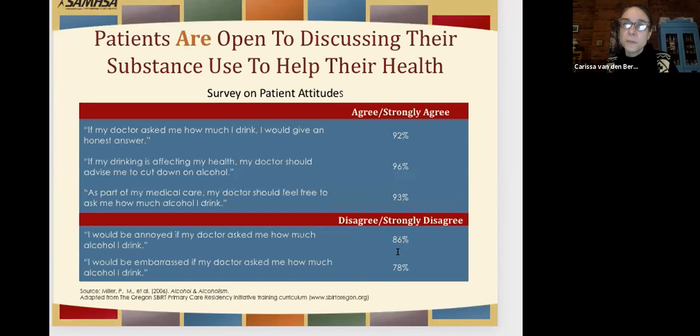So here's a little bit of the evidence for why this SBIRT screening works, even though it's just this short, simple thing. Patients actually are quite open to discussing substance use with healthcare professionals. About 92%, 96%, and 93% agree or strongly agree that they want the doctor to feel free to ask about their substance use because it's an important part of their health.